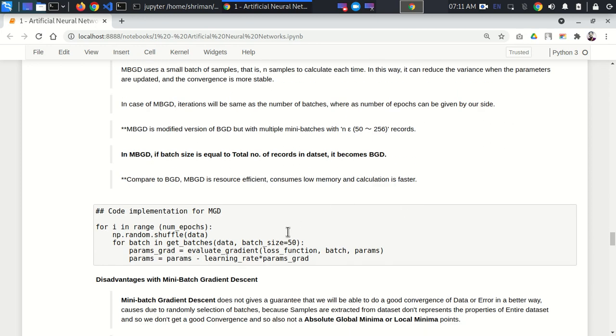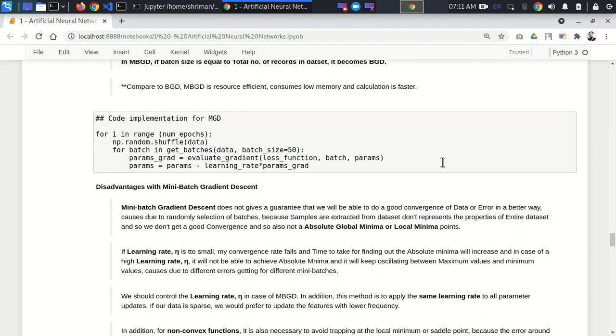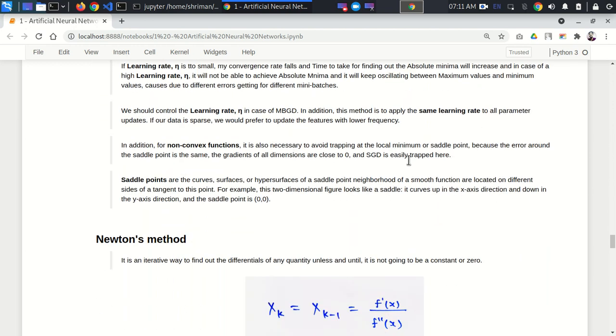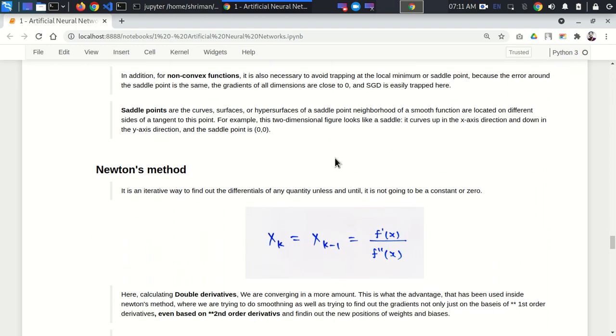Now for MBGD the code implementation is there, you can use it directly, but if you are not using it directly, just try to import these things from their classes, maybe from TensorFlow or Keras.